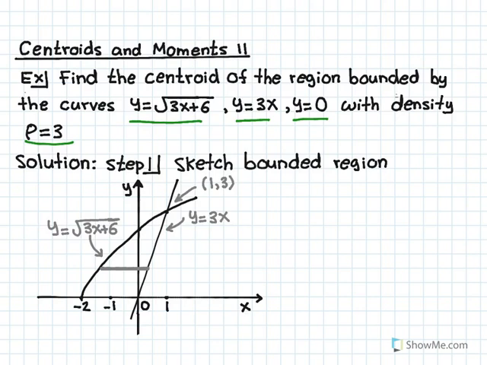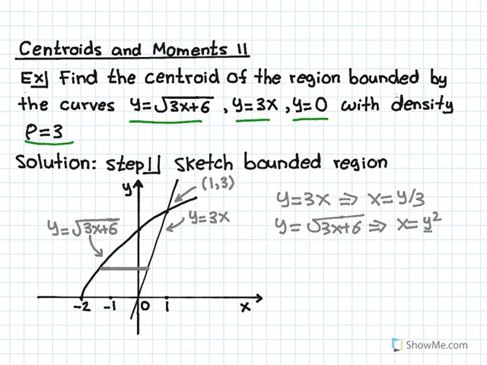So what we have is y equals 3x. Let's solve for x in terms of y, because we're going to be drawing our slice horizontally. We're going to be doing all the centroid formulas in terms of y and not x. For this reason, we need to solve for x in terms of y. So divide by 3 both sides, and we get x is equal to y over 3. And we have y is equal to root of 3x plus 6. If we solve for x in terms of y, we'll get x is equal to y squared divided by 3 minus 2.